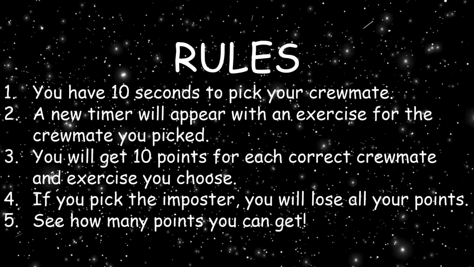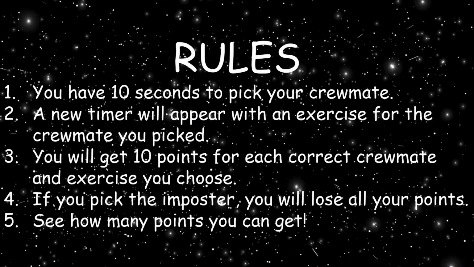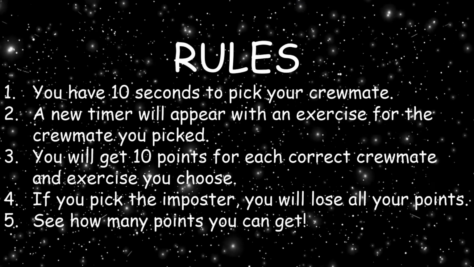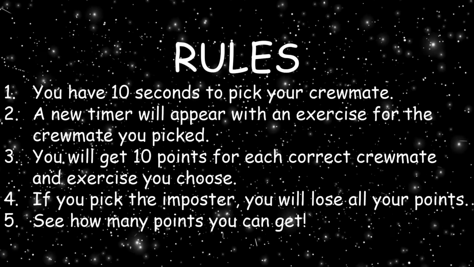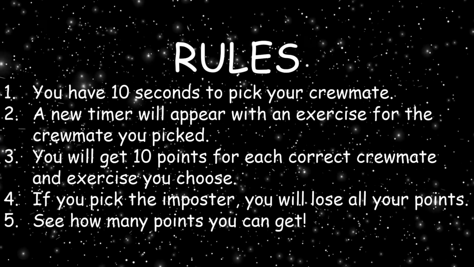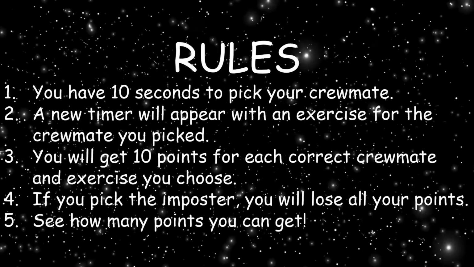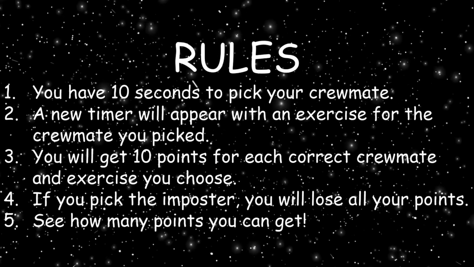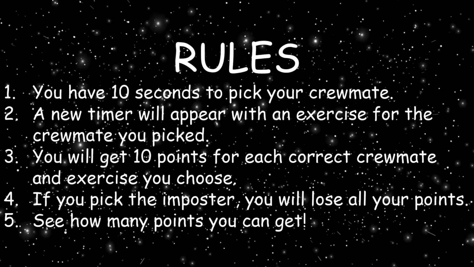Rules. 1. You have 10 seconds to pick your crewmate. 2. A new timer will appear with an exercise for the crewmate you picked. 3. You will get 10 points for each correct crewmate and exercise you choose. 4. If you pick the imposter, you will lose all your points. 5. See how many points you can get. Good luck!